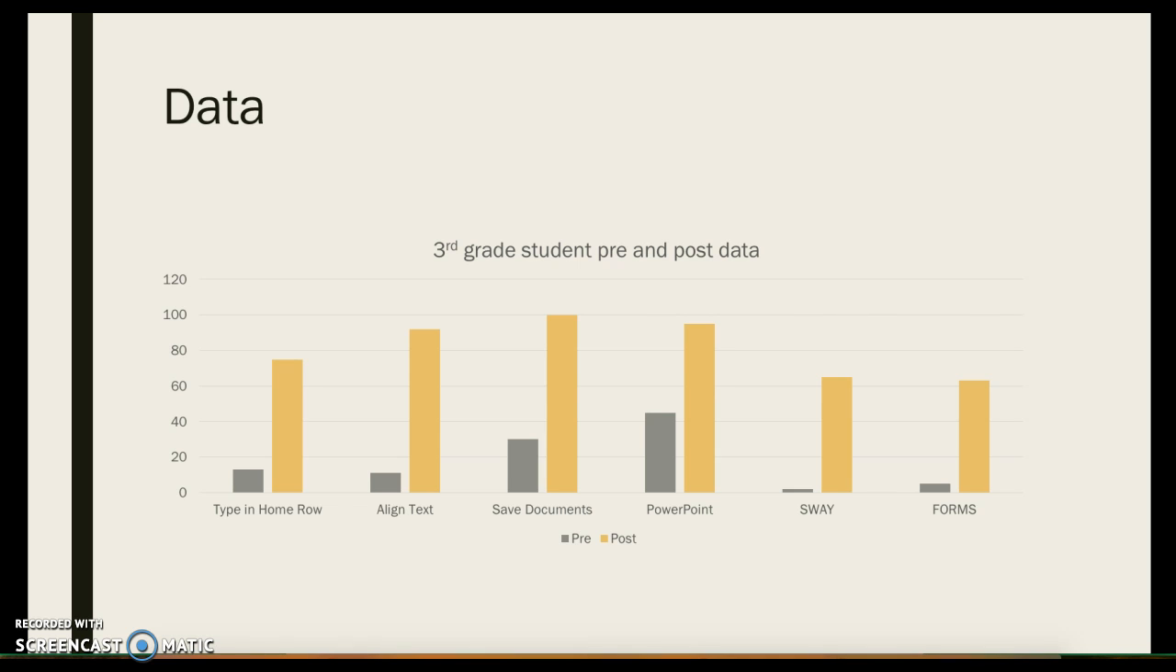We saw 62% growth in typing skills, 81% growth in formatting texts, 70% growth in ability to save and retrieve documents, 50% growth in PowerPoint skills, 63% growth in using Sway, and 58% growth in using Forms. This growth was similar amongst 4th and 5th grade participants as well.